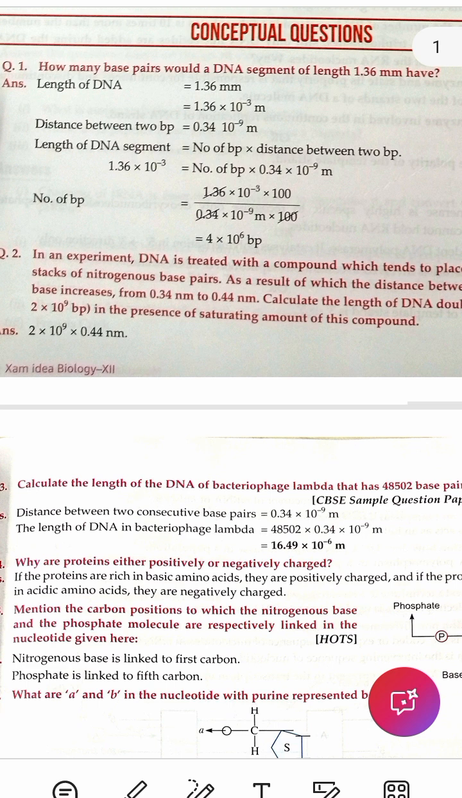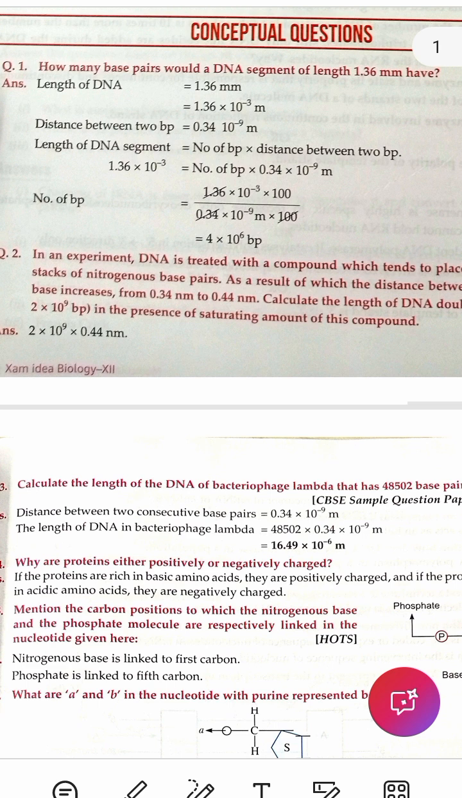Now we apply the formula of length of DNA segment: number of base pairs into distance between two base pairs. Here the length of DNA segment is given. We can write 1.36 into 10 power minus 3 equals number of base pairs, which is to be found out, into 0.34 into 10 power minus 9. Now after solving, the number of base pairs is 4 into 10 power 6 base pairs.